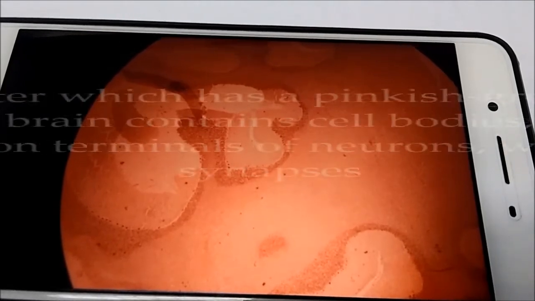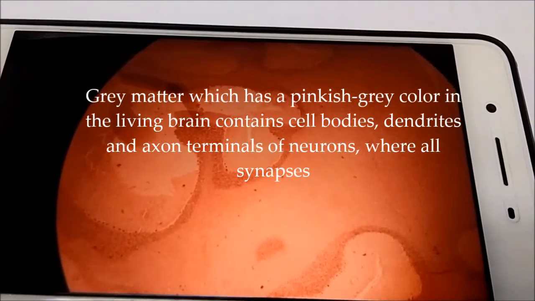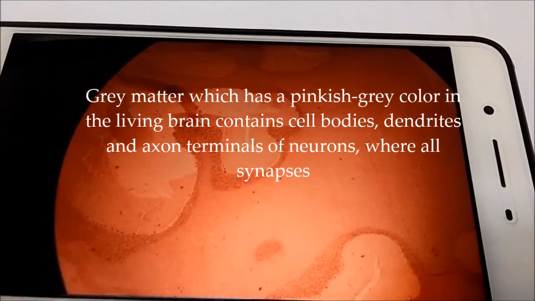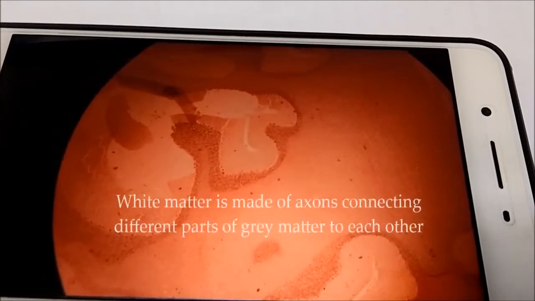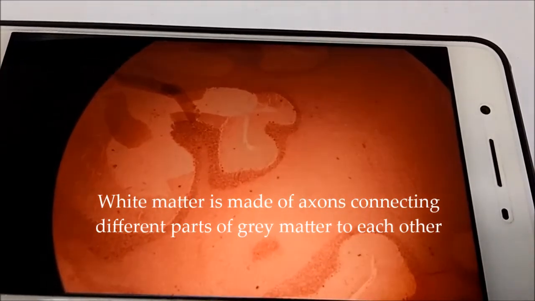The grey part, which has a pinkish grey color in the living brain, contains cell bodies, dendrites, and axon terminals of neurons, where all synapses are located. And the white matter is made of axons connecting different parts of grey matter to each other.